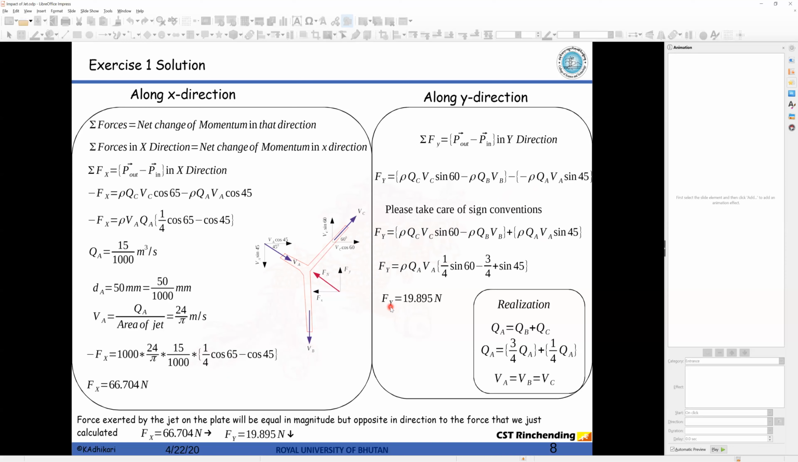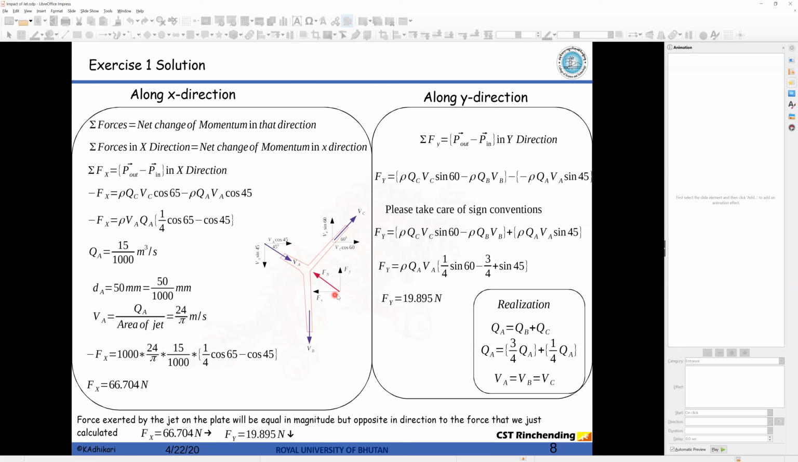Now, one thing that we need to understand is that the force you have calculated right now is the force exerted by the plate on the jet. The question is asking us to find the force exerted by the jet on the plate. So this is the answer, but the interpretation is that the force exerted by the jet on the plate will be equal in magnitude but opposite in direction to the force that we just calculated. What did we calculate? We calculated the force that was exerted by the plate on the jet. So equal in magnitude, right? Magnitude is the same but opposite in direction.